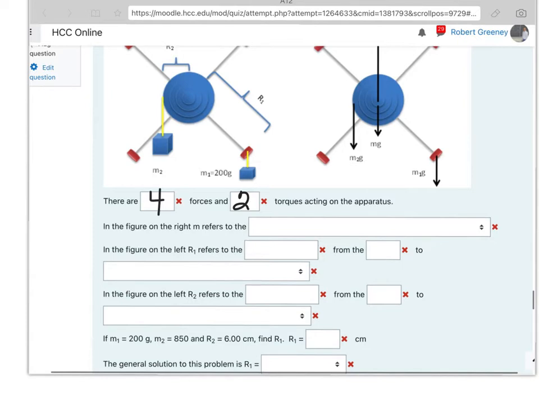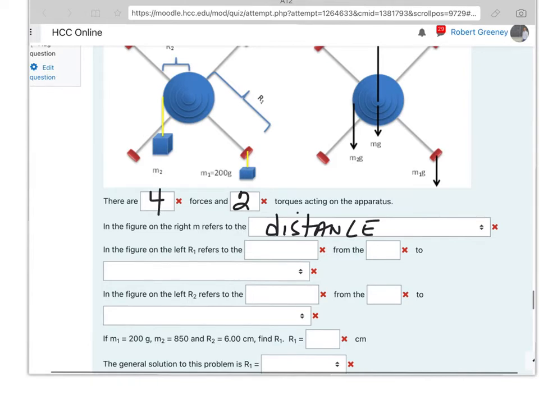And in the figure on the right, m refers to, as we said, not the entire mass, but the mass of all the parts except the axle. So that's the disc, the 4 rods, and the 4 masses. And the figure R1 is the distance. You can say displacement, but I think the best word is distance.